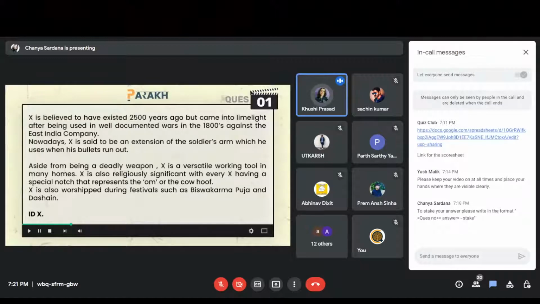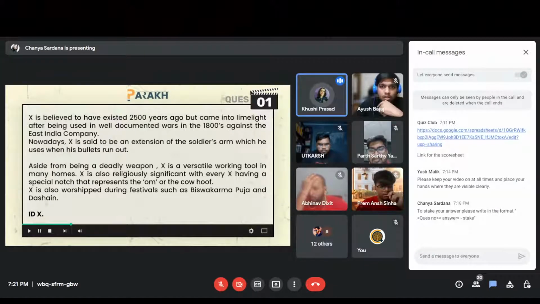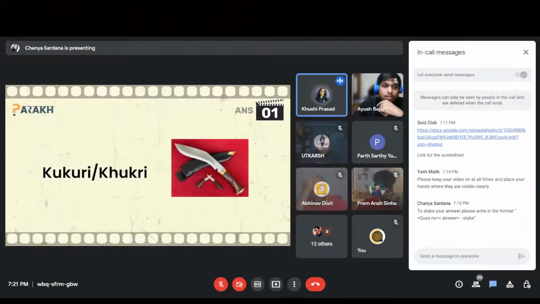So, any guesses for this one? Is it Sangin? Not really. Bayonet. So we will show you the answer. So the answer is kukuri, or as it is also called kukri. So the next question.